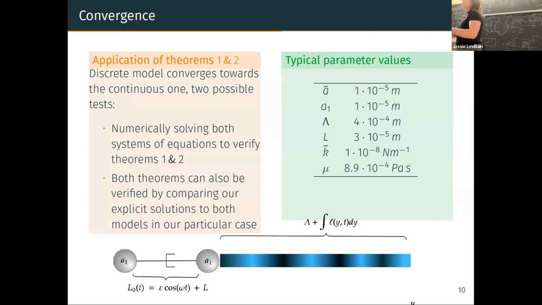So there are two possibilities for the test: either we directly solve all the equations numerically and see if they converge, or we take our approximations of the periodic solutions, the explicit solutions, and we see in this case if the theorem works. Just for an indication, these are the kind of parameter values we use for our model. Again, it's really small.